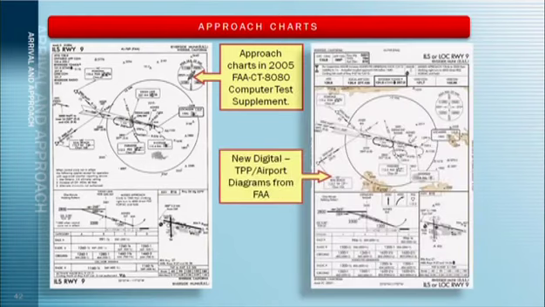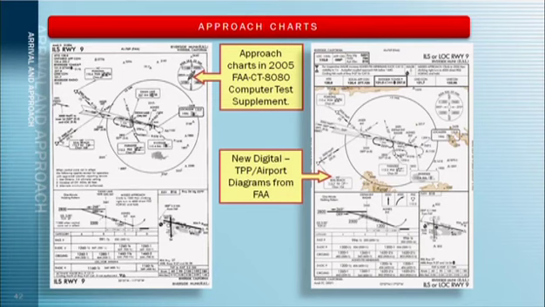The new digital TPP airport diagrams from the FAA are currently used. Note that they are very similar. For this course, we will study the newer charts. The instrument approach procedure is also referred to as an IAP. These IAPs are used during the instrument approach.